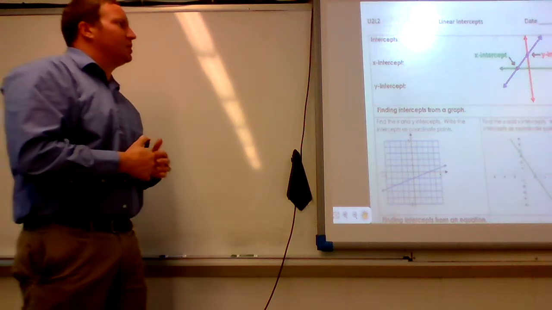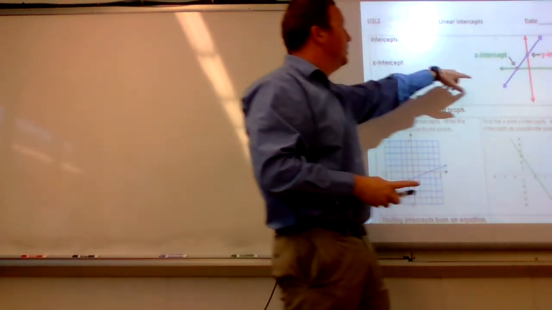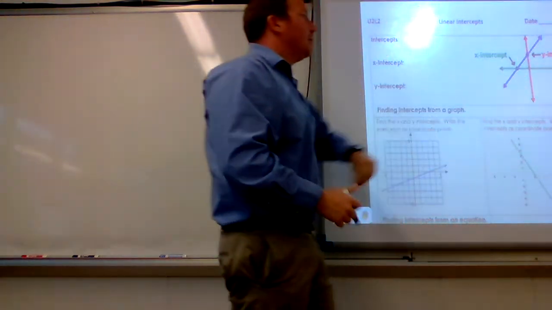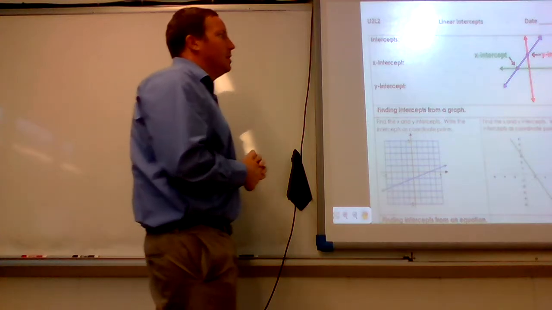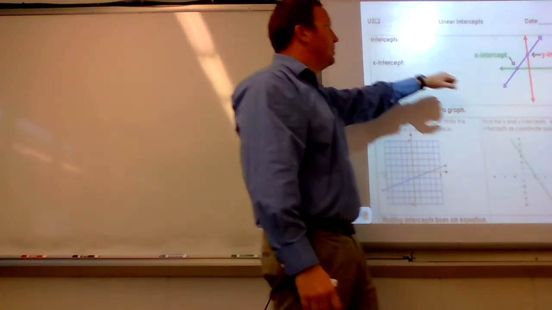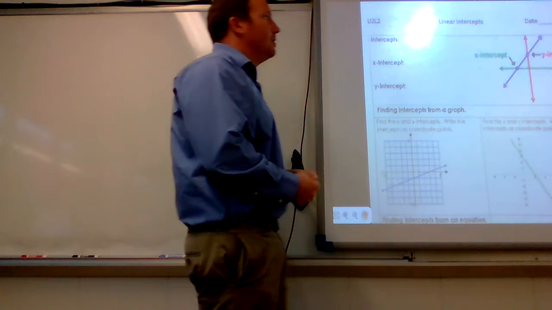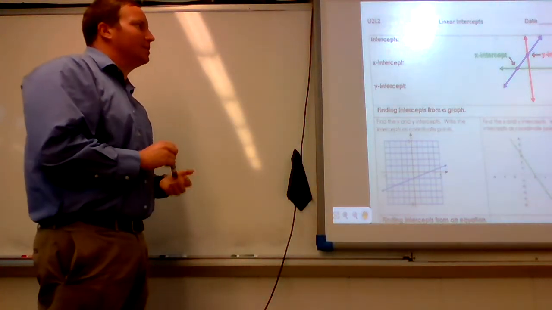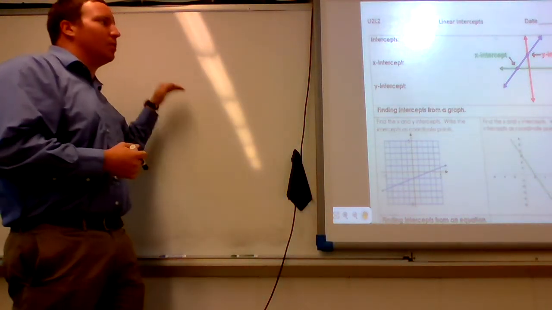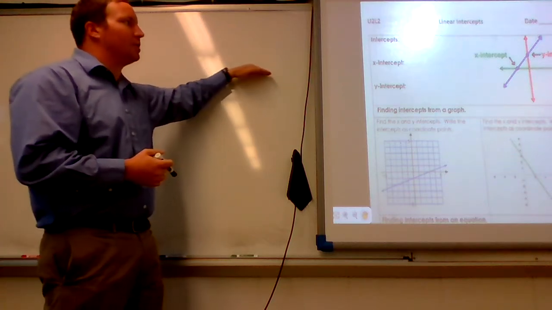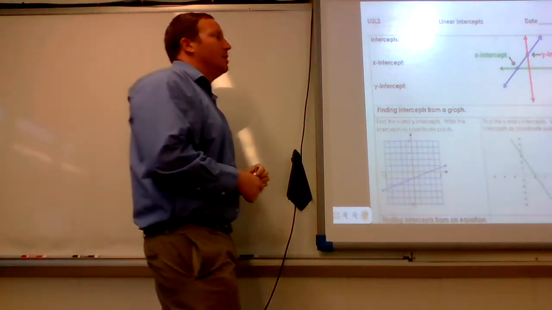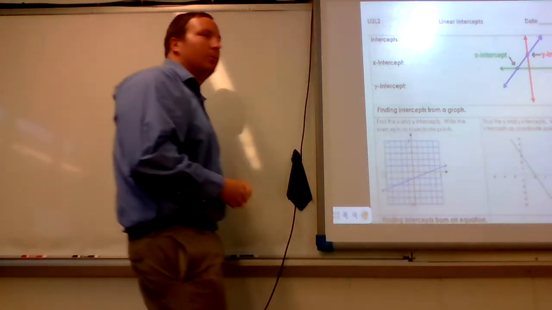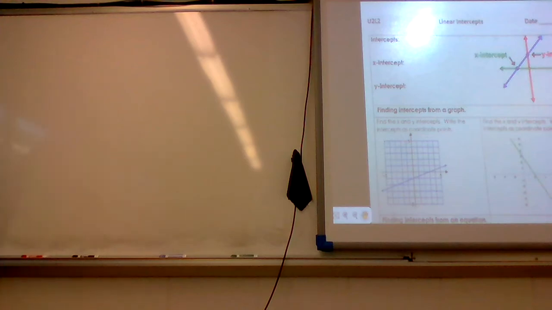So linear intercepts, if we look at our graph, are where our line crosses both the x-axis and the y-axis. So our intercepts, again, is where our line, or our function, crosses the x and y axis. X-axis, again, is our horizontal line. Our y-axis is on our vertical. So again, x-intercept, where we cross the x-axis, y-intercept, where we cross our y-axis.